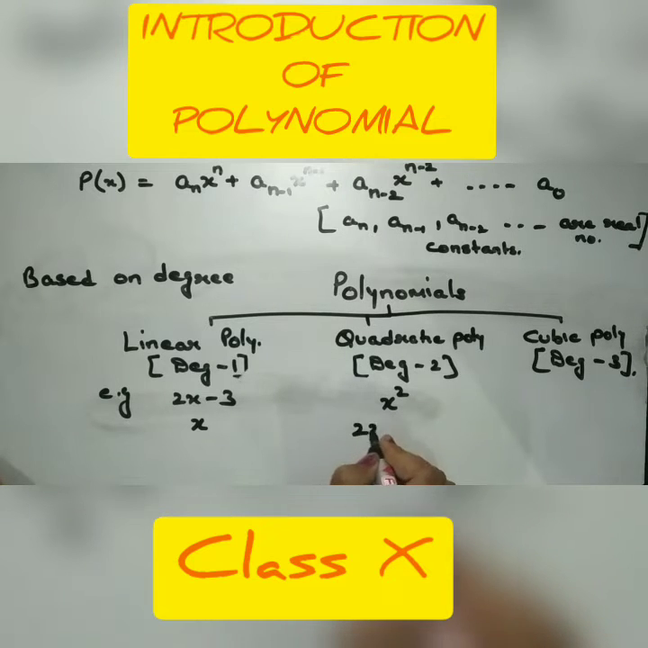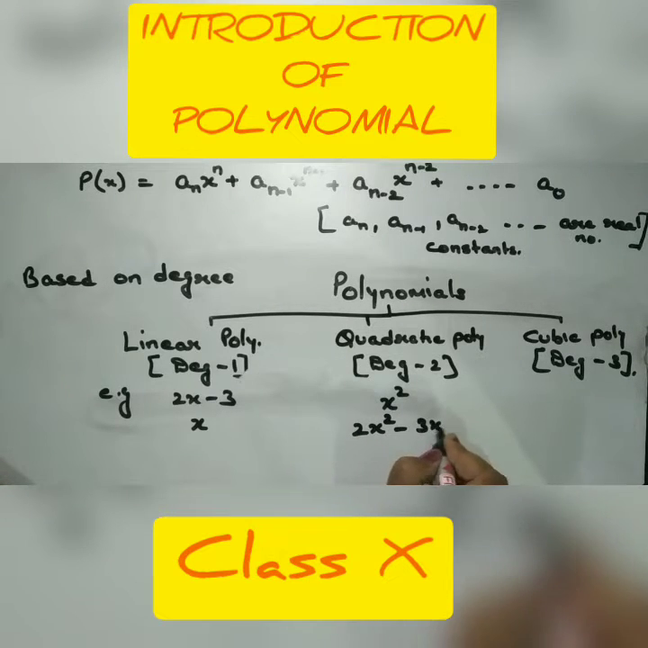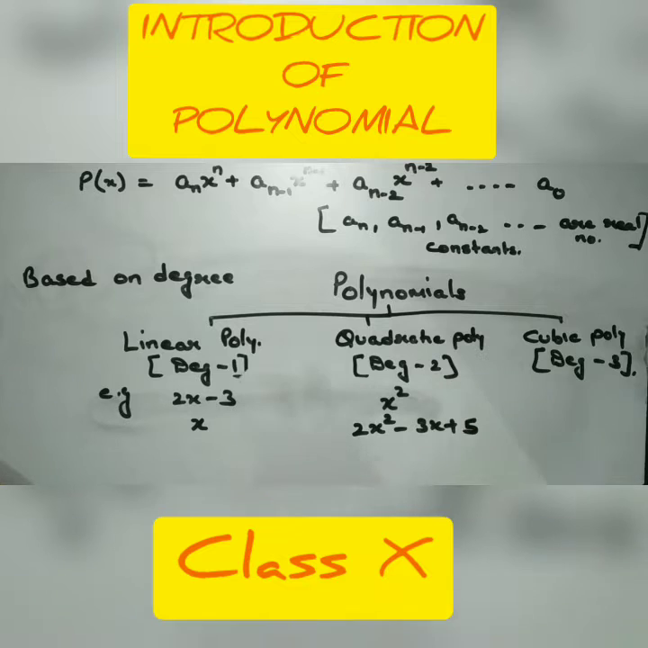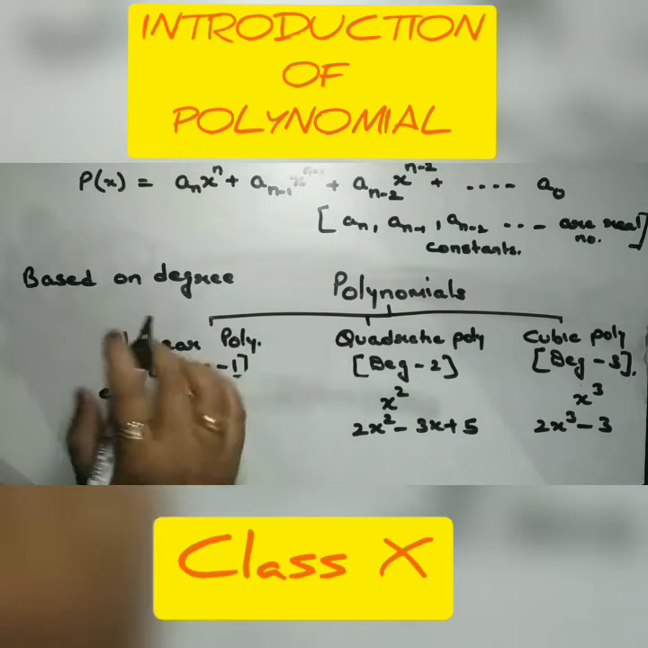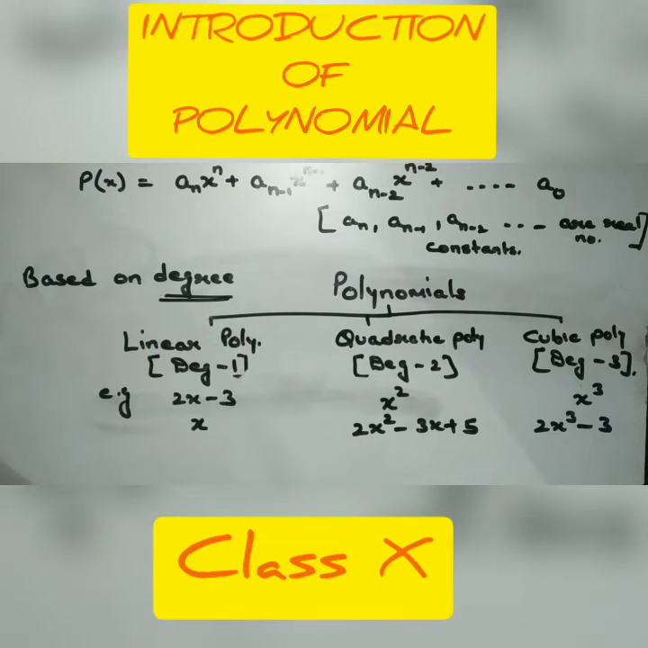If you want to write another example, you can write 2x square minus 3x plus 5. Again, the degree is 2, so this is a quadratic polynomial. Come to cubic polynomial, simply x cube. It is a cubic polynomial because the degree is 3. And you can write it as 2x cube minus 3, whatever. The degree should be 3. It becomes a cubic polynomial. So these are 3 types of polynomials based on degree.